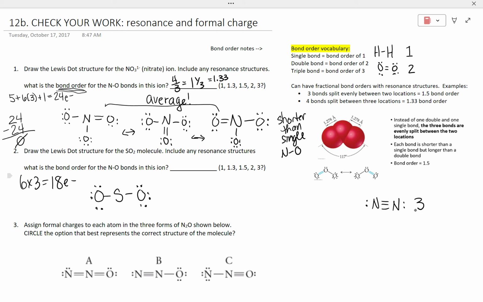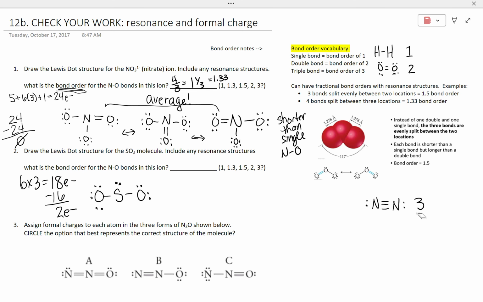How many electrons have I used up? I've used up 8 plus 8. That's 16 electrons, so I've got 2 left over. Where do they go? They go on the central atom. So now I'm at step 5. I've used up all my electrons. I'm checking, does everyone have an octet? Sulfur doesn't. It's only got 2, 4, 6. Okay, it needs 2 more.